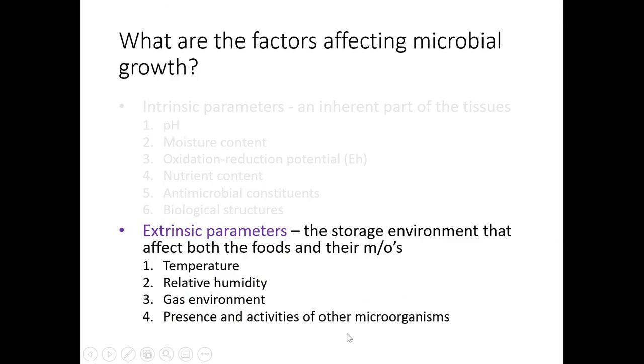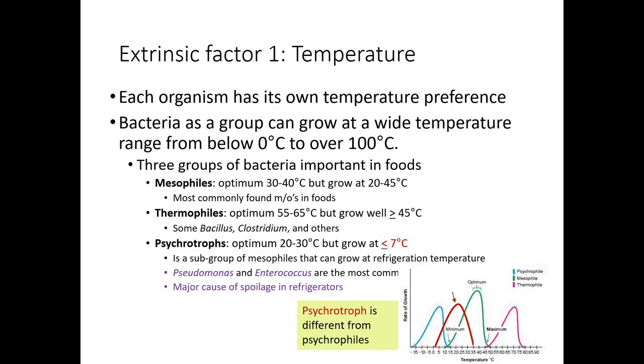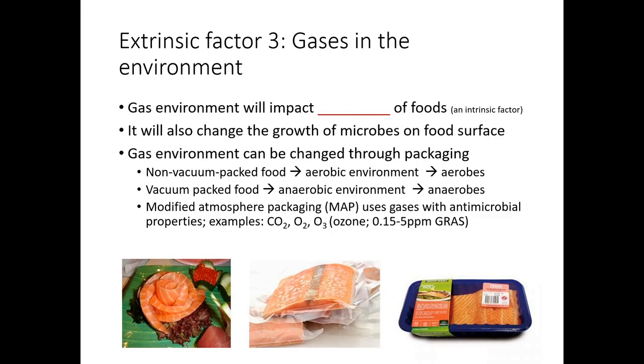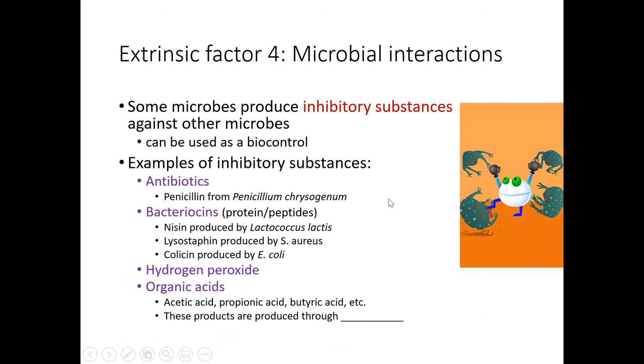Okay, and then we have extrinsic parameters. These are also things for certain products that are going to be important. So if you're talking about a bag of chips, then you could talk about the nitrogen environment that it's stored in, because they've pumped the bags full with nitrogen. And then for certain food products like meat, they have modified atmosphere packaging, MAP. It's going to use gases with antimicrobial properties, so CO2, O2, ozone, a bunch of different ones. And then non-vacuum packaged foods are going to be aerobic, and vacuum packed foods are going to be anaerobic because the oxygen is removed. So just keep that in mind. All these things are going to play a role for your food project.